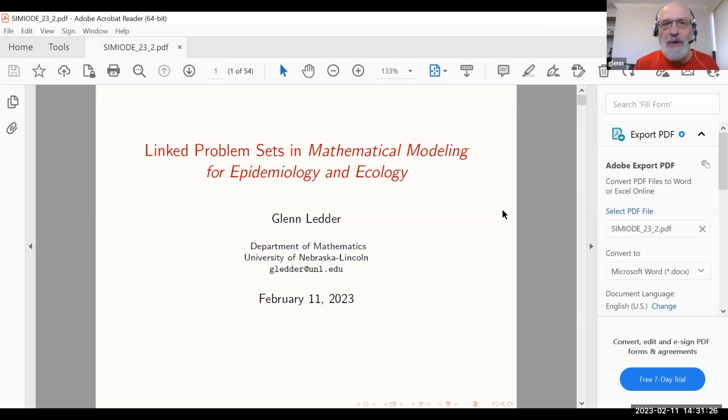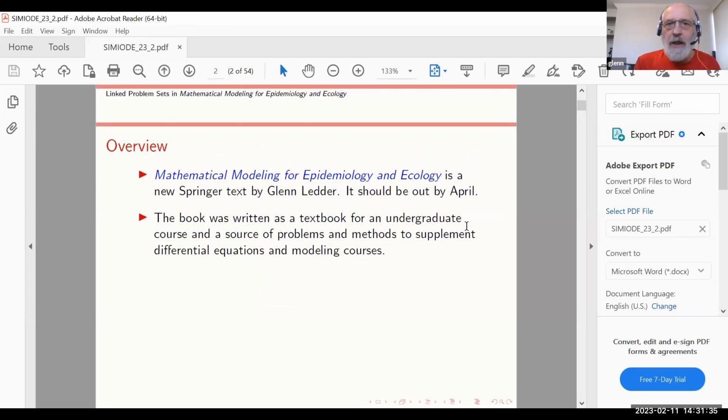So I'm going to talk about what I call linked problem sets. You could think of them as being projects distributed across a variety of sections. This book should be out in approximately April. It was written as both a textbook for an undergraduate course and a source of problems and methods to supplement DE and modeling courses.